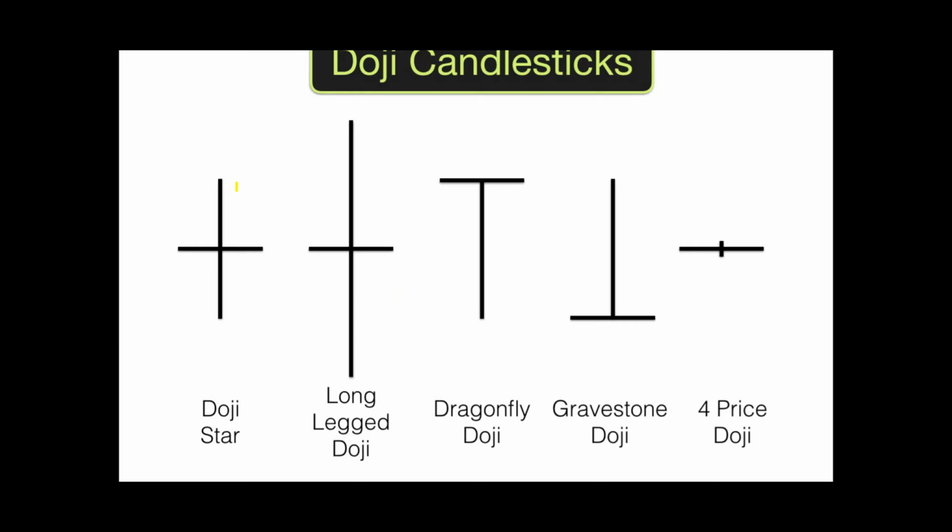So basically, what is a Doji candlestick? All these types of Doji candlesticks represent the equilibrium between supply and demand zones. It's basically a tug of war where neither the bulls nor the bears are winning. In case of uptrends, the bulls have won previous battles because the price went up. And in case of downtrends, the bears won because the price went all the way down. So first of all, let's discuss the Doji star.